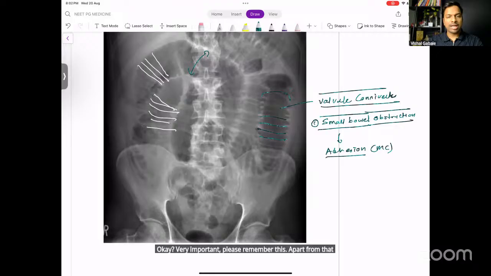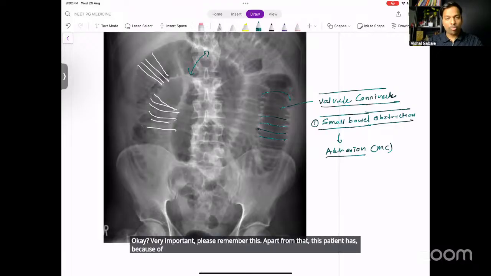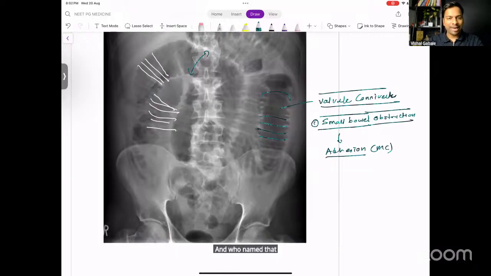Apart from that, because of this small bowel obstruction, in any bowel obstruction, there will be a typical type of pain. Can you name that pain? What type of pain is there in any form of obstruction?